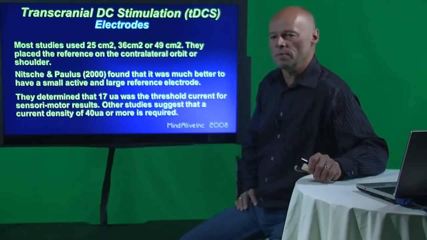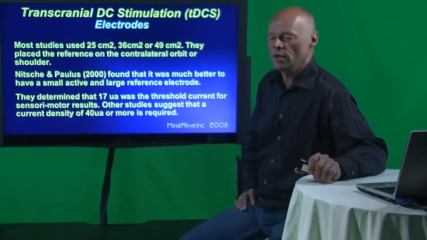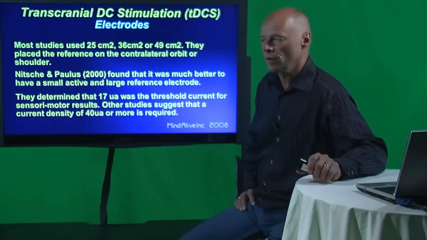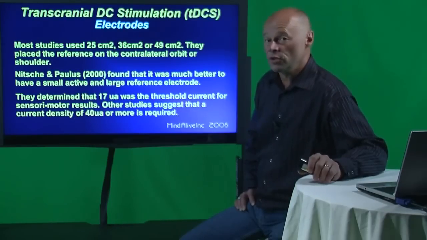One of the problems with transcranial DC stimulation research that has gone on over the years is that the studies failed to look at the effects of that reference, which was typically a cathode, over the area of the brain in which it was placed.